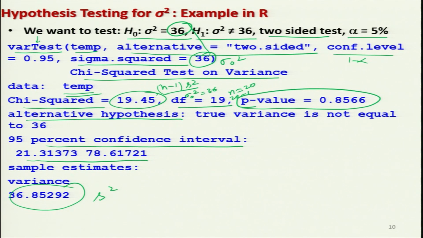So, you can see here the value 36 is lying inside this confidence interval 21.31 to 78.61. You can also see that in this case the p value is 0.8, which is greater than alpha, which is 0.05. So, you can say that we are going to accept the null hypothesis. That means you can assume that the variance of the temperature here is 36.